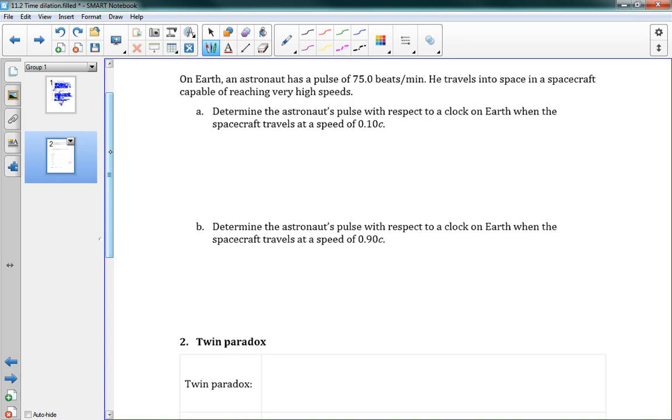Alright, so on this next page here, we have on Earth, an astronaut has a pulse of 75.0 beats per minute. He travels into space in a spacecraft capable of reaching very high speeds. Determine the astronaut's pulse with respect to a clock on Earth when the spacecraft travels at a speed of 0.10c. Okay, so we can use our equation for this. We have delta Tm is equal to delta Ts over root 1 minus v squared over c squared.